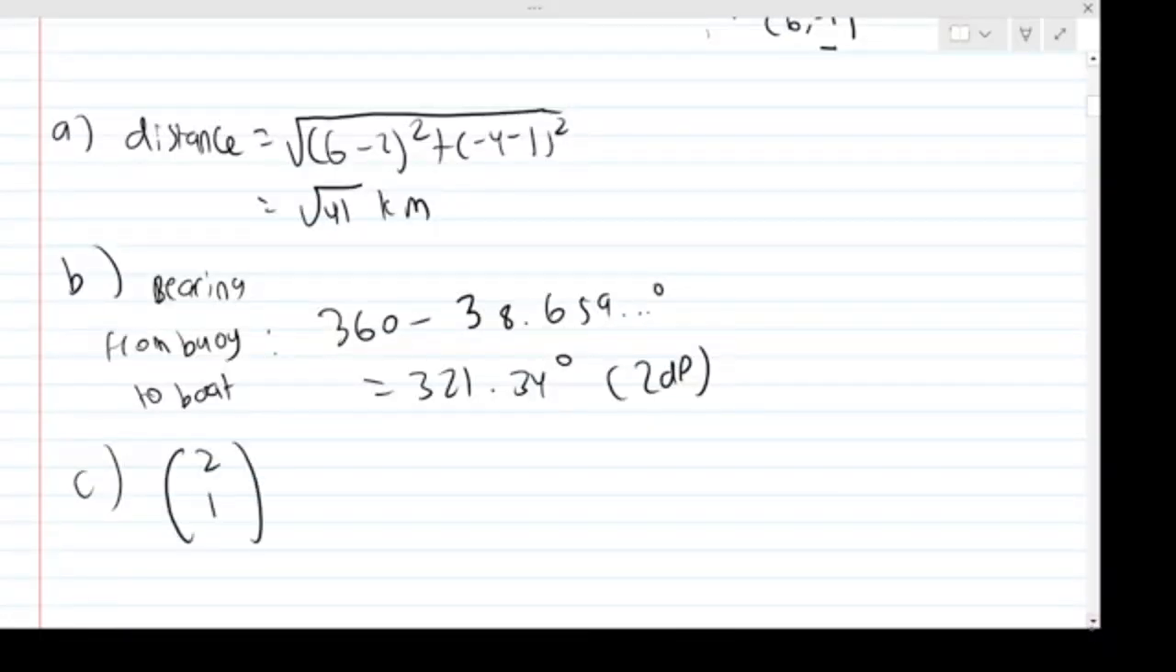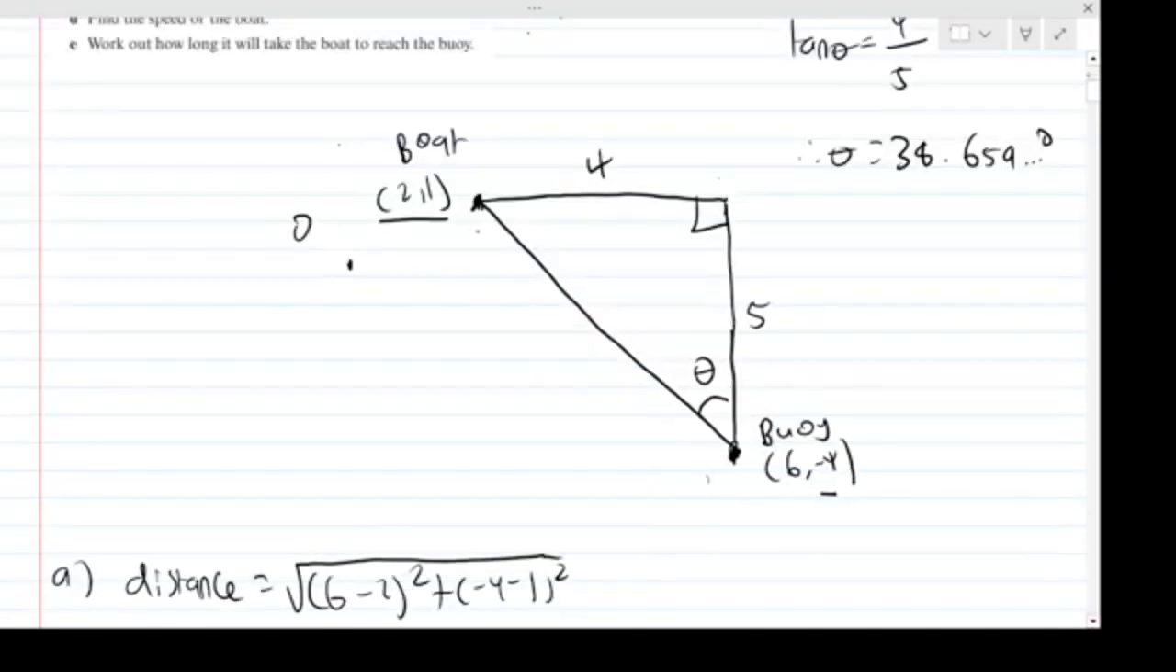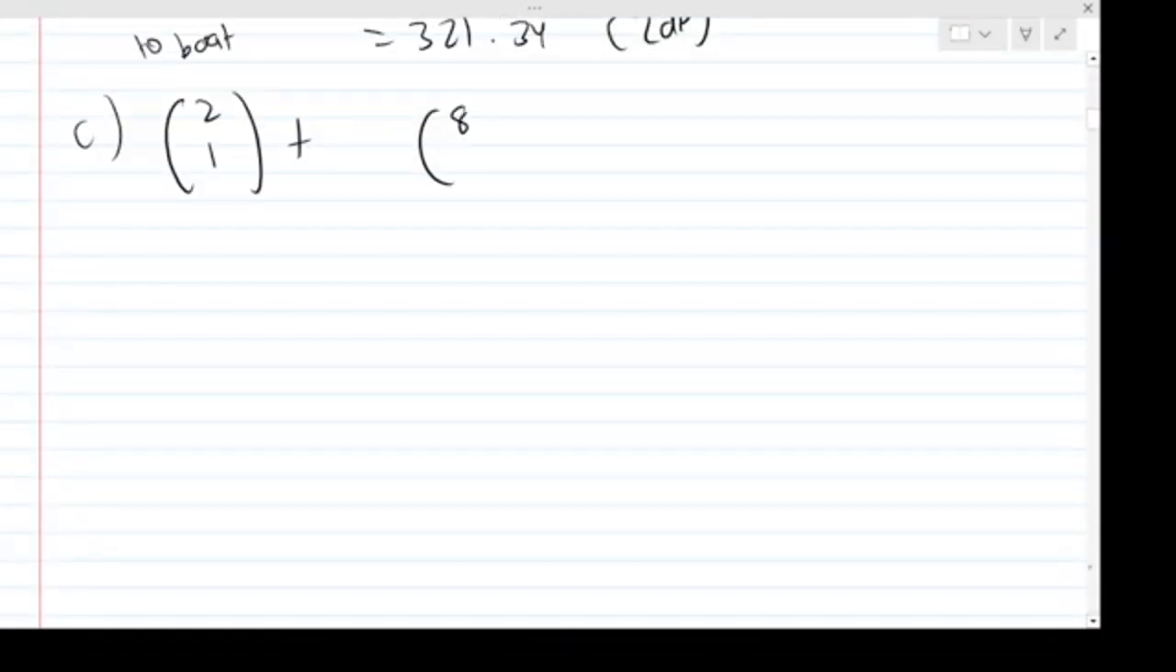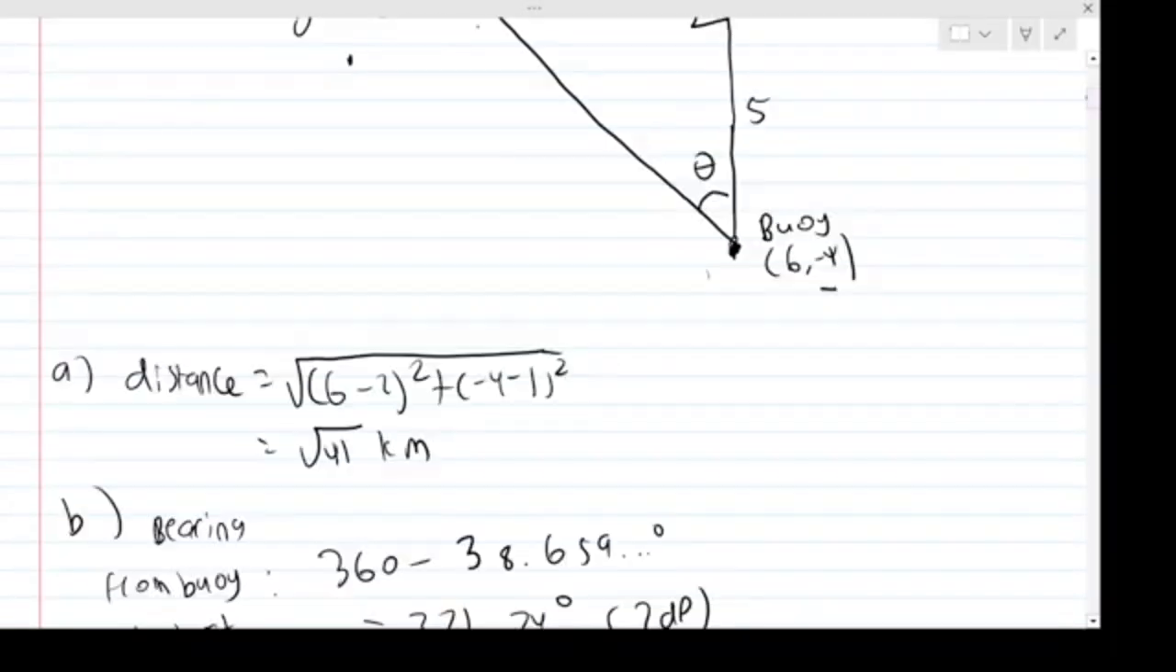That's my boat coordinate. Then my velocity vector is 8, minus 10. And then eventually, after t hours, I start here, then after t amounts of this vector, I end up at my buoy. And my buoy, again, has the coordinates 6, minus 4.